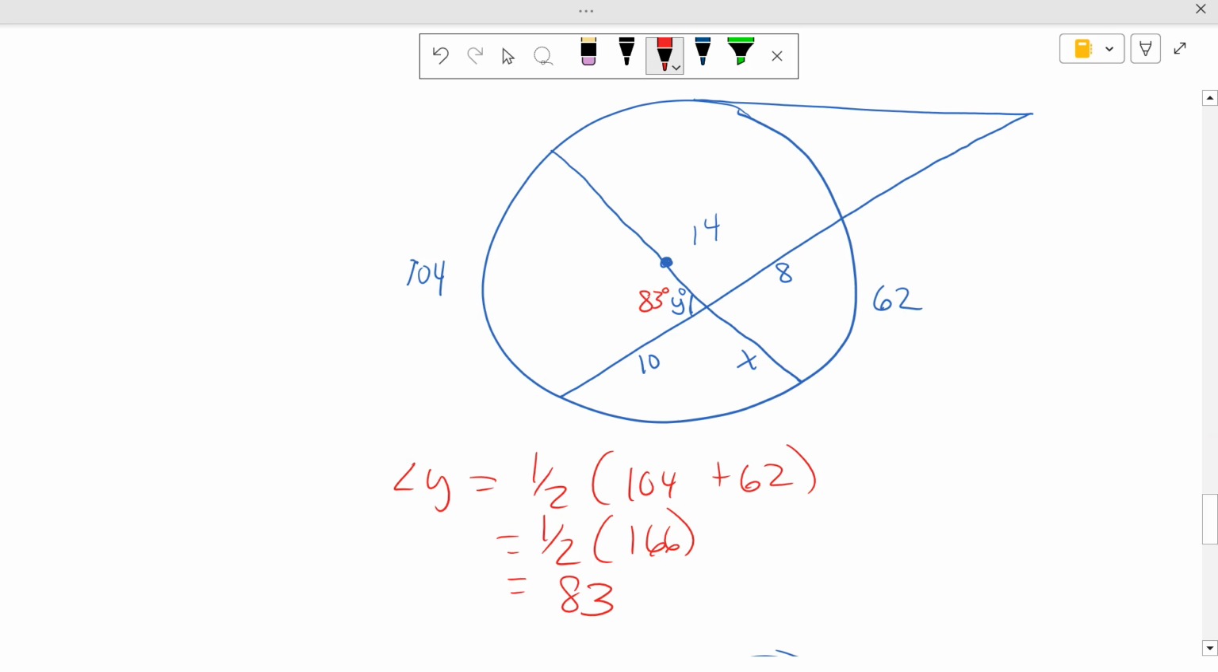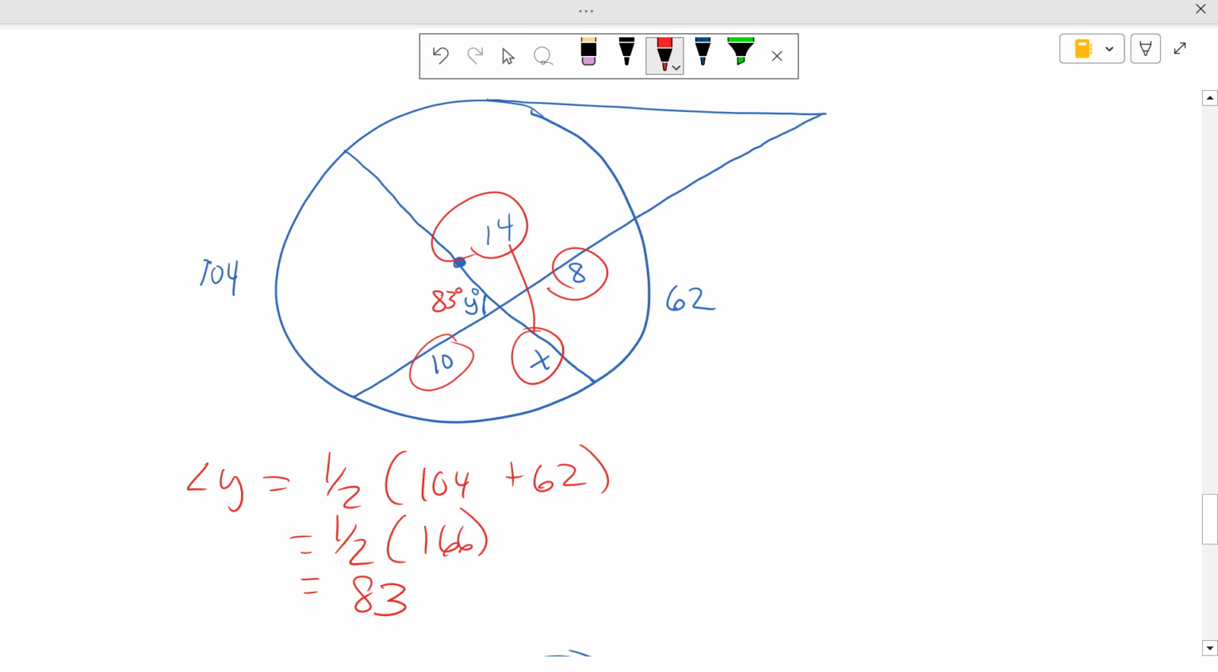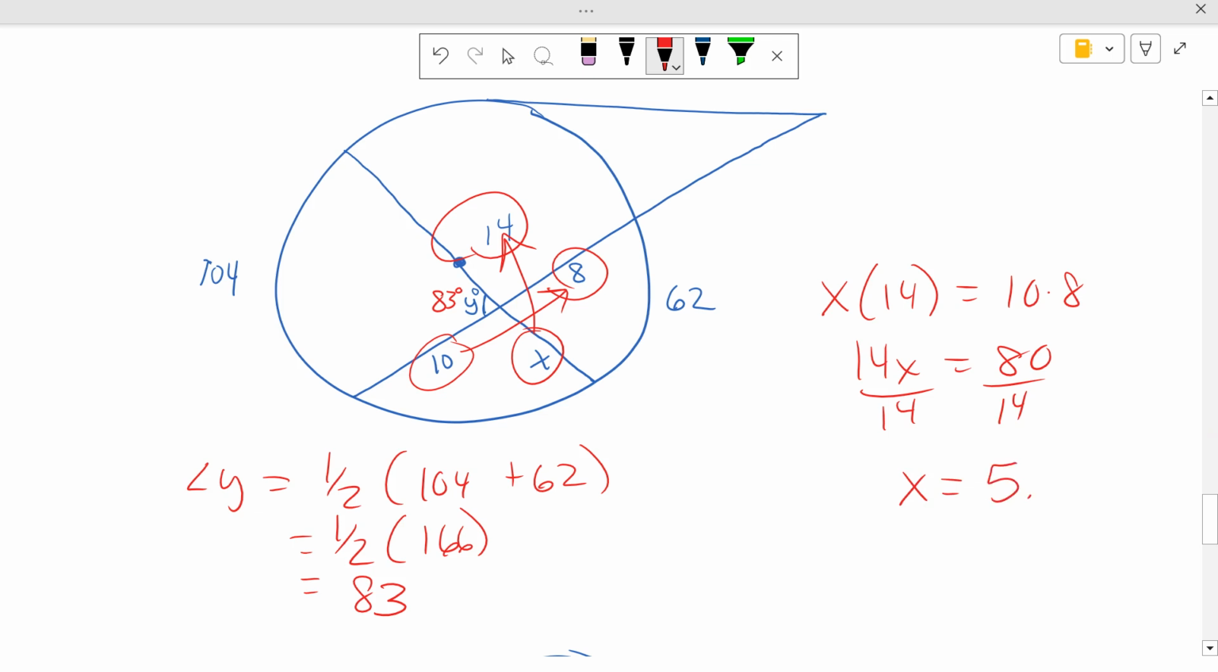To find x, this is x. This part over here is 14, 10, and 8. So this times this equals this times this. X times 14 equals 10 times 8. Well, 14x equals 80. If we divide by 14, it's some weird decimal. So it's around 5 point what? About 5.7.